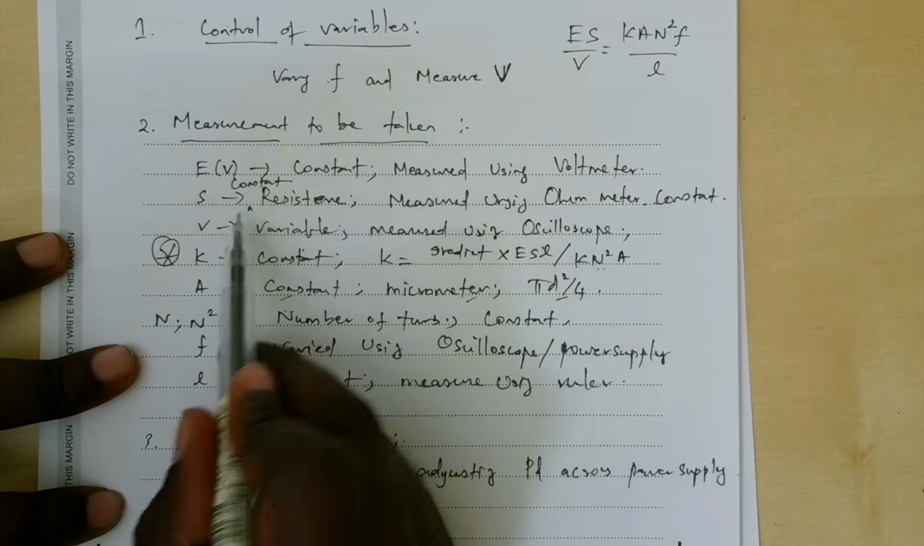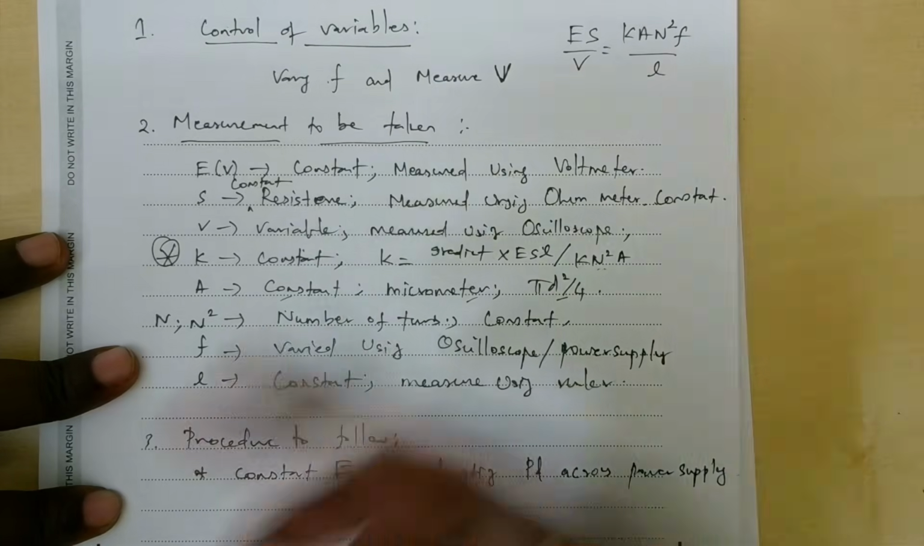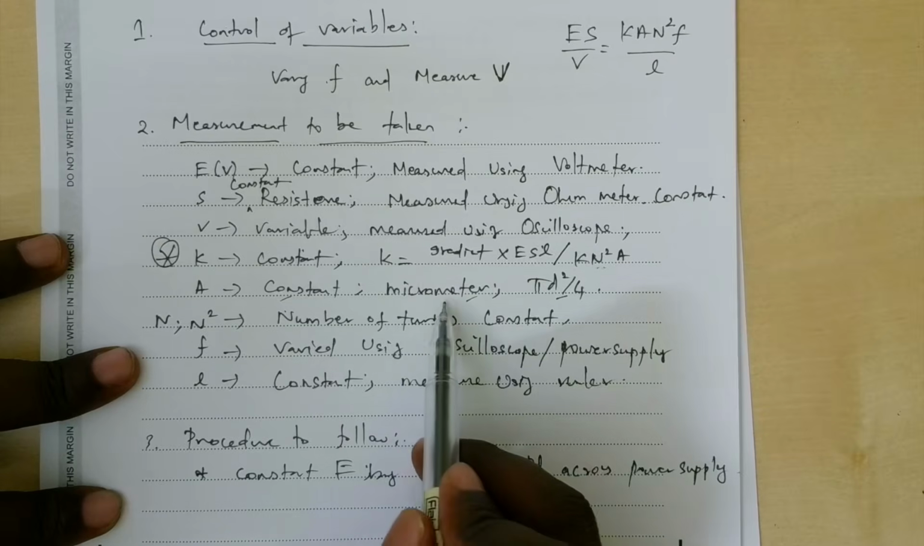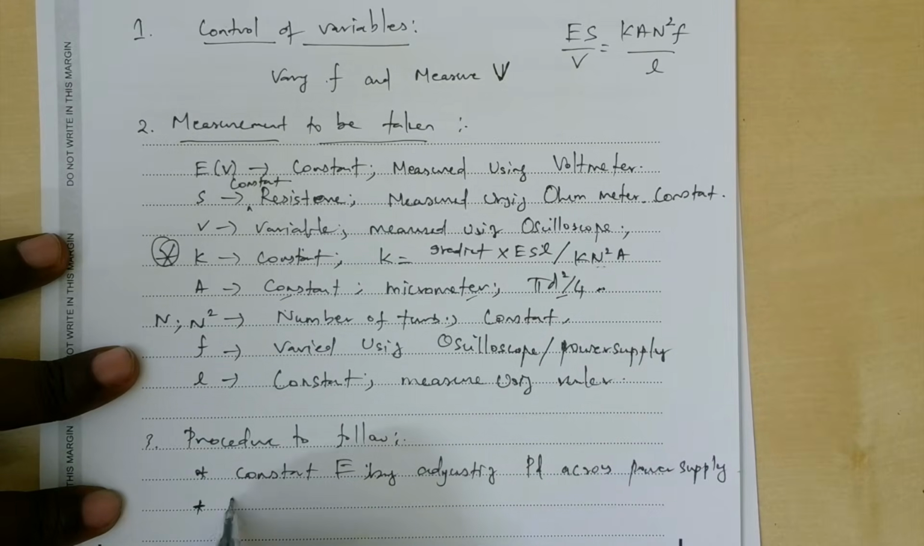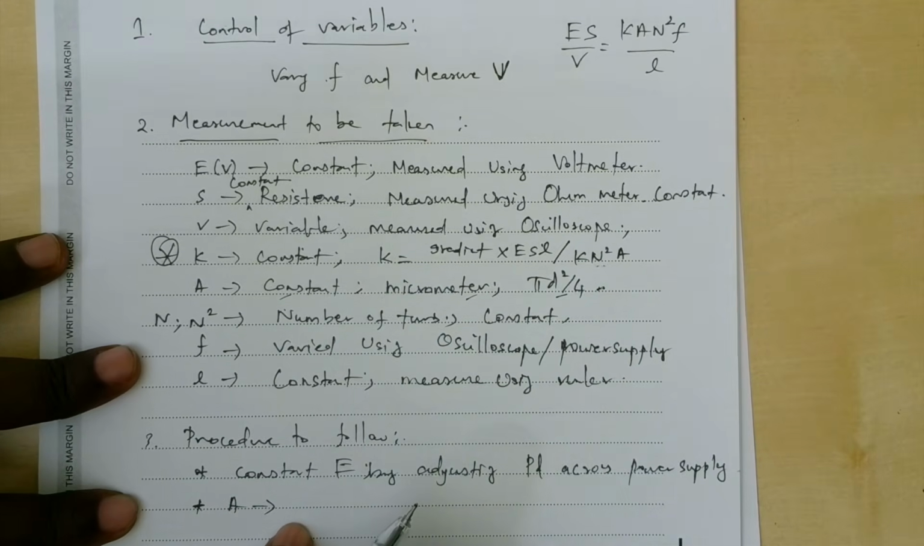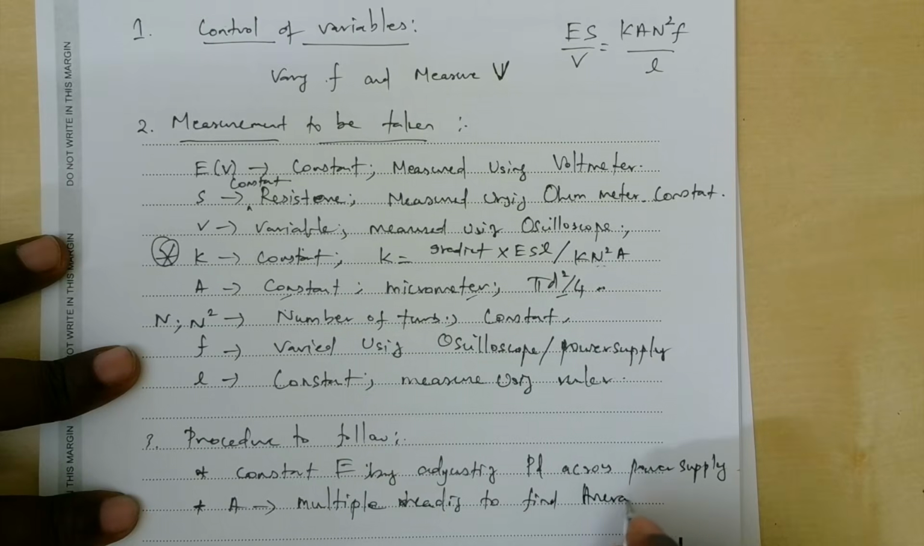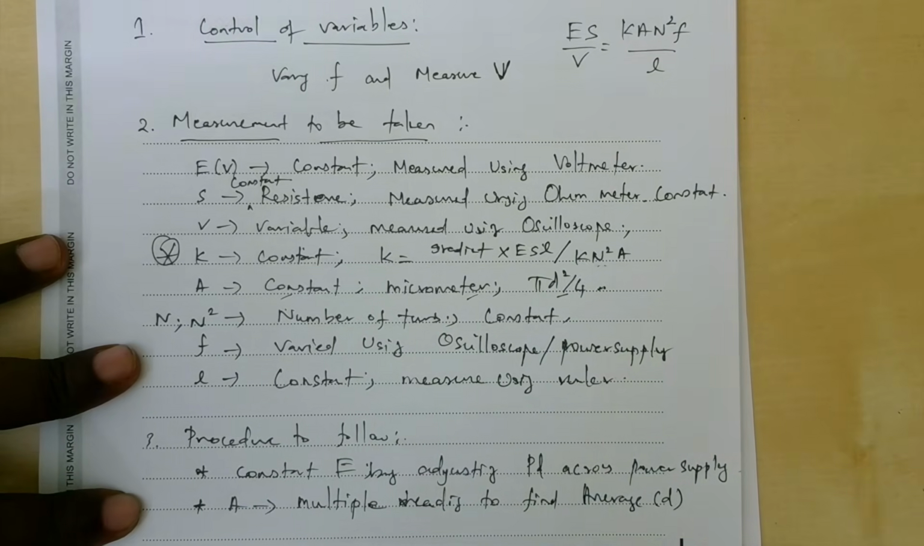Second, this is resistance. For resistance, we just have to put the resistance, we do not need to do anything more. V is variable, measured using an oscilloscope. A is constant, using a micrometer. For A, multiple values are taken and the average measured.